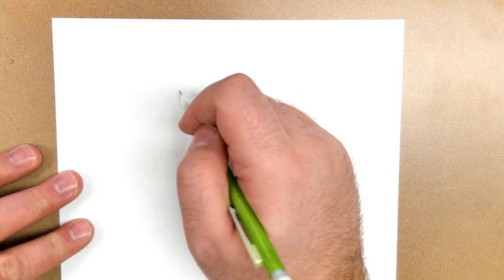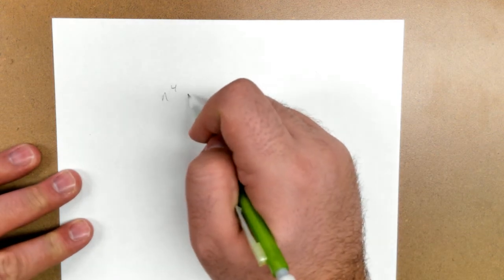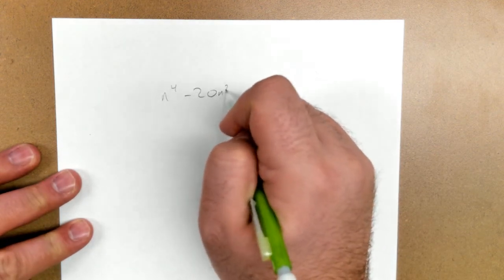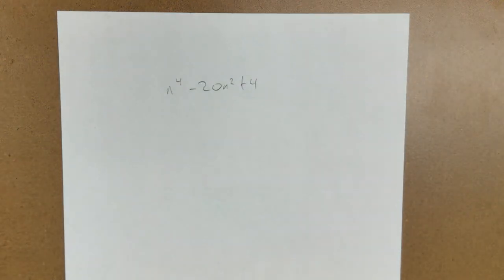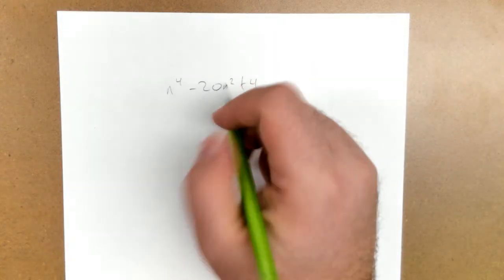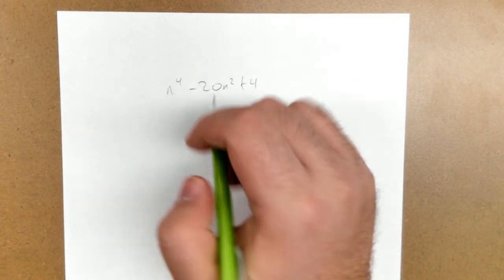All right, so the third question here is to show that this number is composite no matter what n is, as long as n is an integer. So n to the 4th minus 20n squared plus 4. Okay, we are again going to use wishful thinking. This does not factor. But if it did factor, pretend you're just thinking about in general, what does this look like?